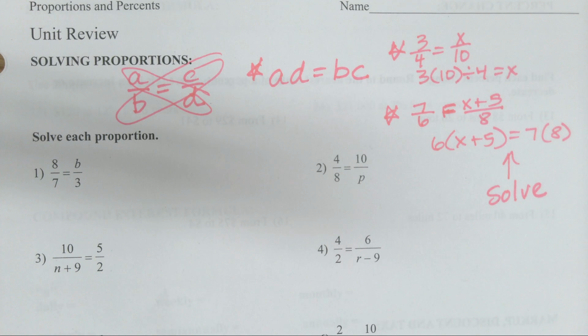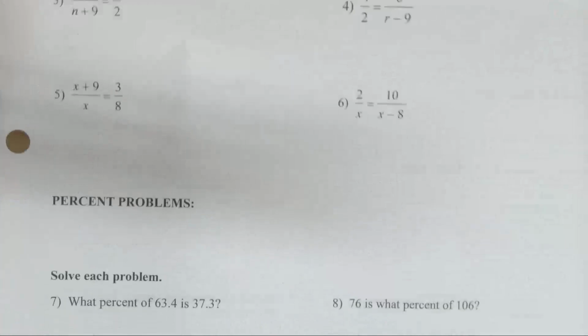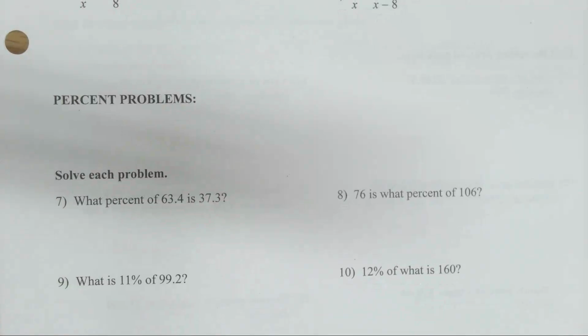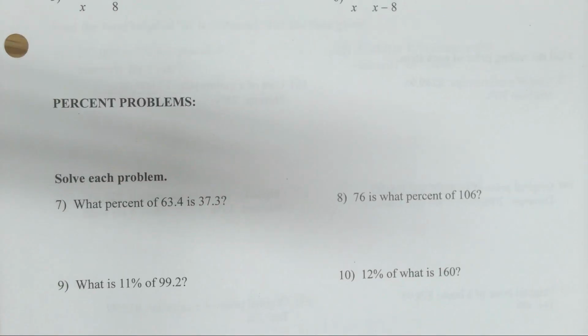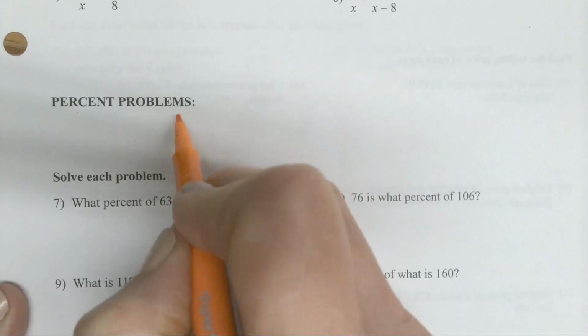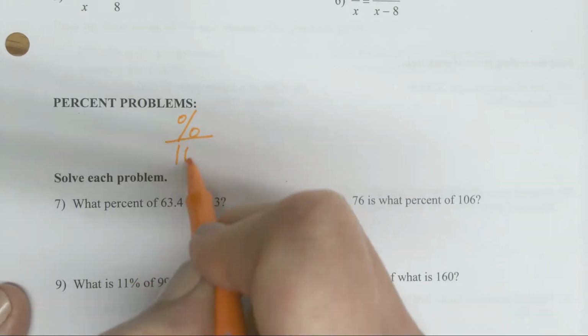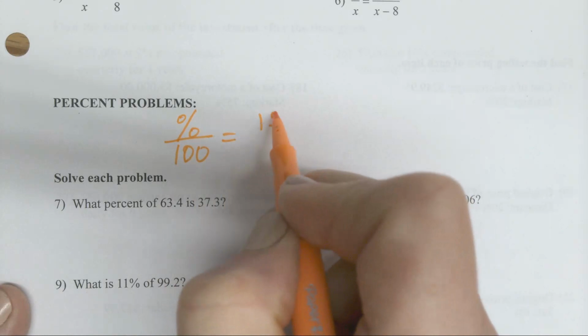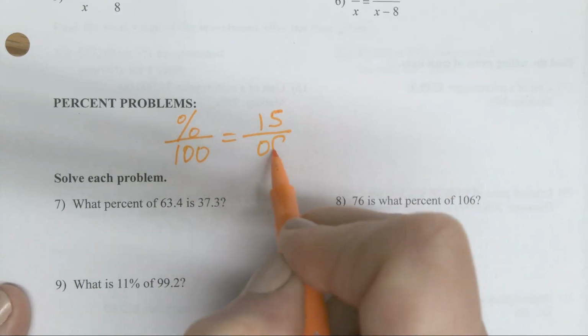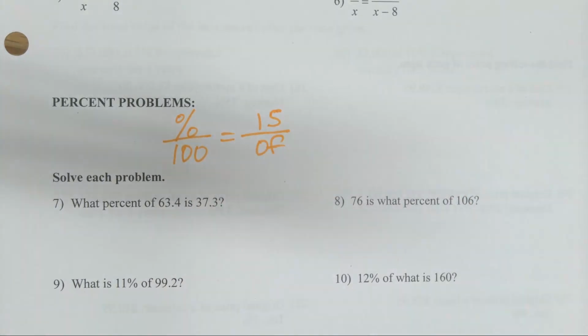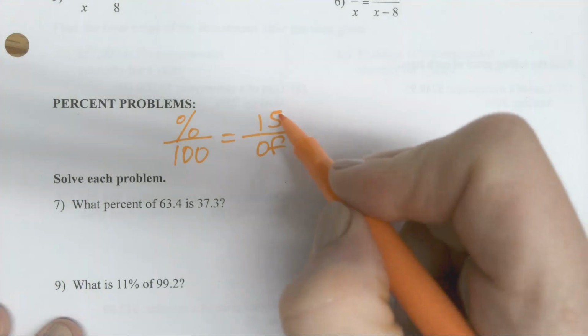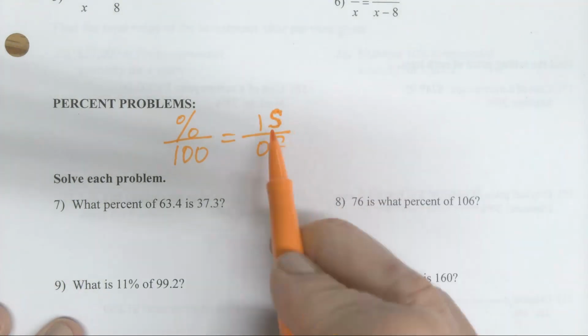Okay. All right, so that's proportions. Up next, percent problems. Remember the little percent formula? Percent always goes over 100. The number that follows of always goes on the bottom. And then the number that's around the is, or I always say the last number that's left, goes on the top.